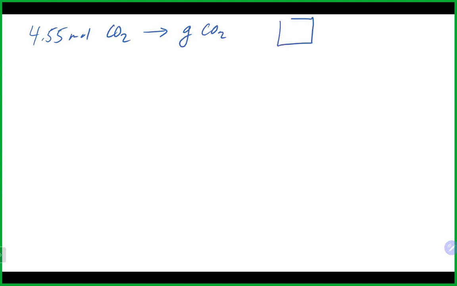And again, I want to give you some info that might be helpful. 12.01 for carbon, and oxygen, as I had up there, 16. How many grams of CO2 do I need to use Avogadro's number here?